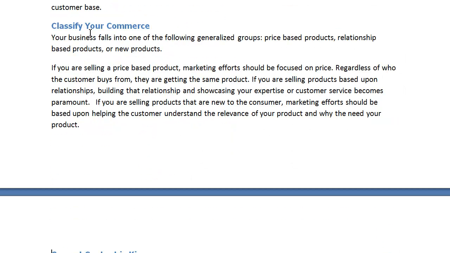The next one is what we call classify your commerce. Your business is going to fall into three general groups. You have price-based product, so low price, low price, low price. You have relationship-based product, where the product isn't as directly associated with price; it's more about relationship. A lot of times these are the businesses where consumers will say, "Well, I got a guy or I got a girl who does this for me." Those are relationship businesses. And then there are new products that are totally invented and brand new, and no one knows about them.